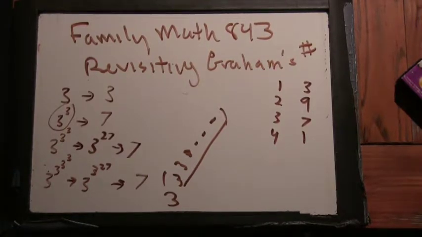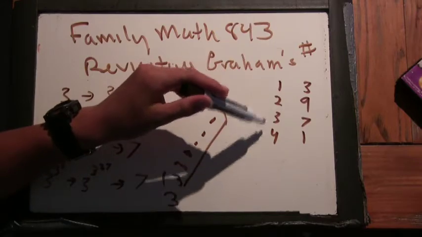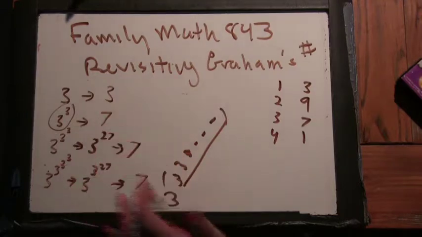Well, we know that we can multiply 3's and not get 7's. Not all multiplications of 3 result in a 7. But we seem to always be getting 7, at least in these 3 cases.